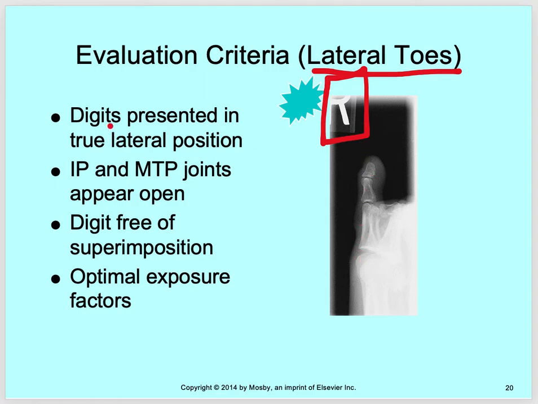But this is a really good lateral. So digits presented in a true lateral position, and you can see it's in a true lateral. The IP and MTP joints appear to be open, and you can see the open joints there and here. Digits are free of superimposition, and this is as free of superimposition as possible because it's really hard to separate them this close to your metatarsals. So, optimal exposure factors.